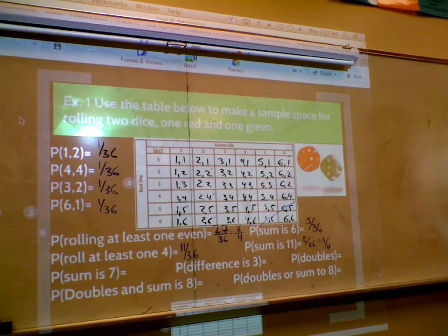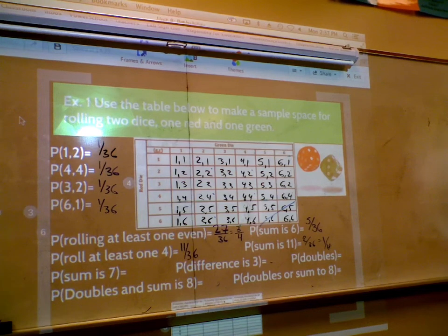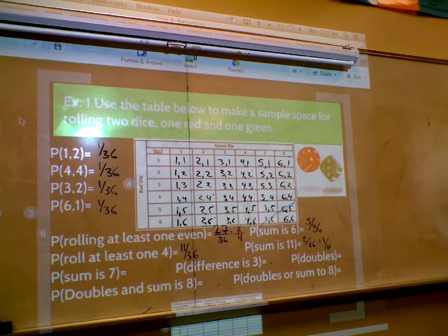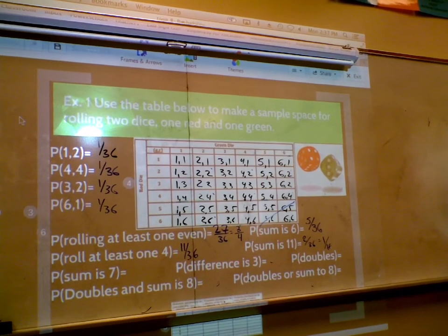All right. Let's try sum is 7, difference is 3, and doubles. Try it out. So probably when the sum is 7, when the difference is 3, and when you have doubles. What does doubles mean? It's the same number. Like 2, 2, 4, 4, 6, 6. Good.